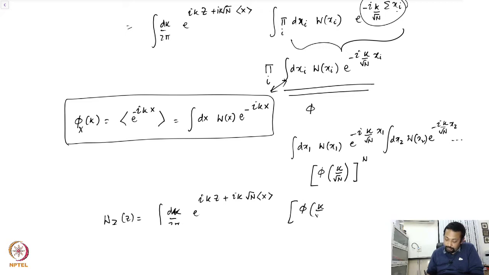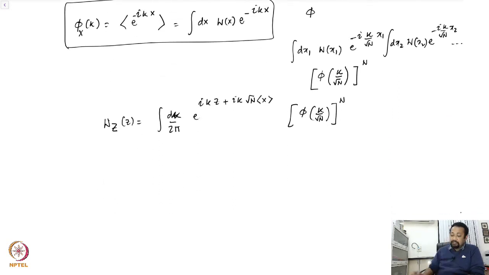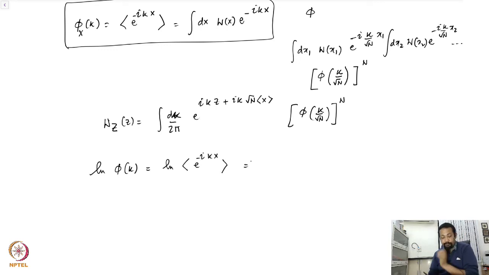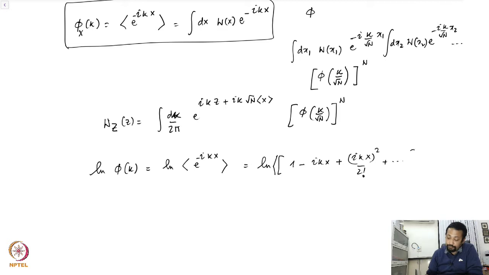Phi of k over square root n, raised to the power n, right? We will assume now that n is large. Before proceeding, let's just look at ln of phi k. Then ln of phi k is ln of the average of e to the power minus ikx, which is log of the average of 1 minus ikx plus (ikx) whole square over 2 factorial, and so on and so forth.